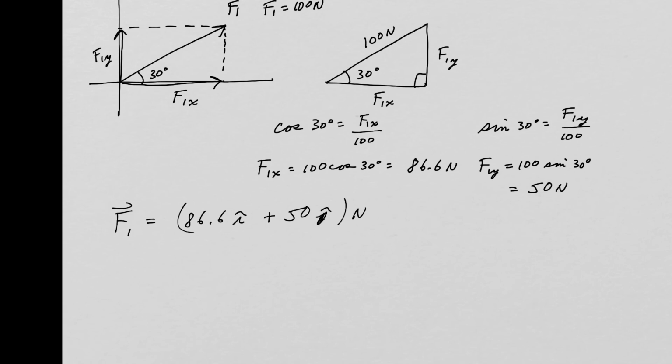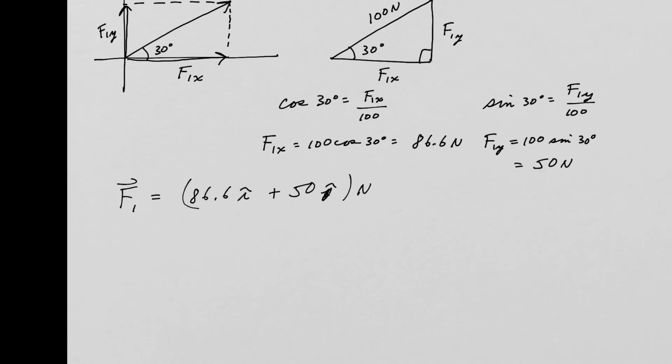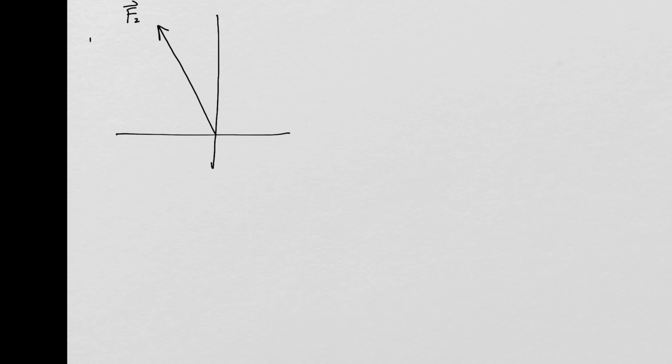Now I've got to do the other two, right? So F2, actually let me go to another page here. So let's see, we're in the second quadrant for F2, so it looks something like this. So this is F2. I know the magnitude was 150 newtons. I was given this angle, 120 degrees. So I can find the x component. So this is F2x, and then the y component, this is F2y.